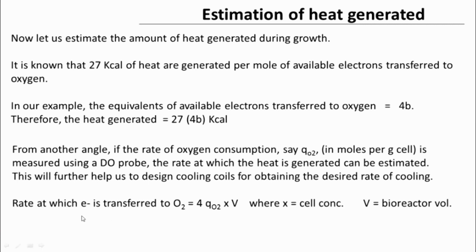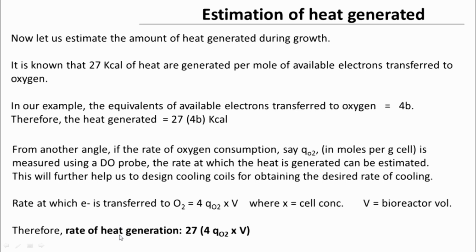So the rate at which electrons are transferred to oxygen is 4 times QO2 x into V. Each oxygen corresponds to 4 electrons. This is the oxygen uptake rate in moles per gram cell. We need to multiply it by the cell concentration to get it in appropriate units, and then multiply it by the bioreactor volume to get it in the units that we need. So this is the rate at which electrons are transferred to oxygen, number of electrons per unit time, right? So if that is the case, the rate of heat generation for each mole, it is 27 times 4b.